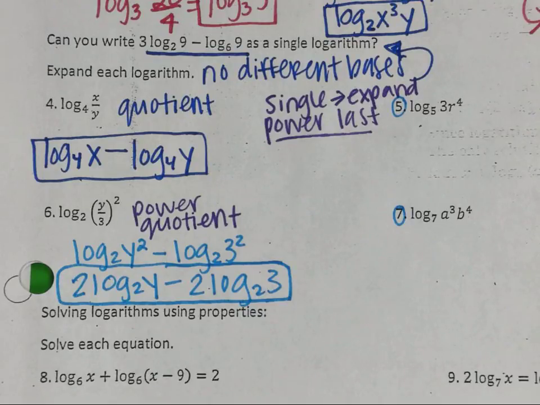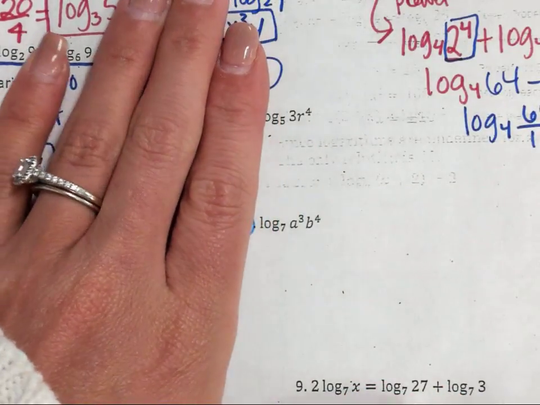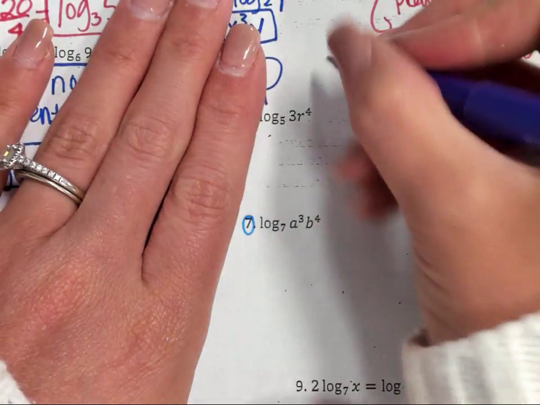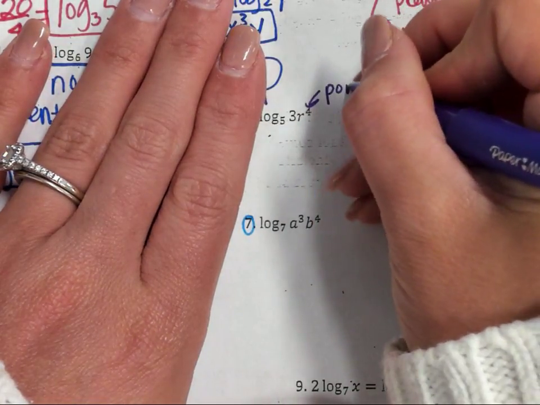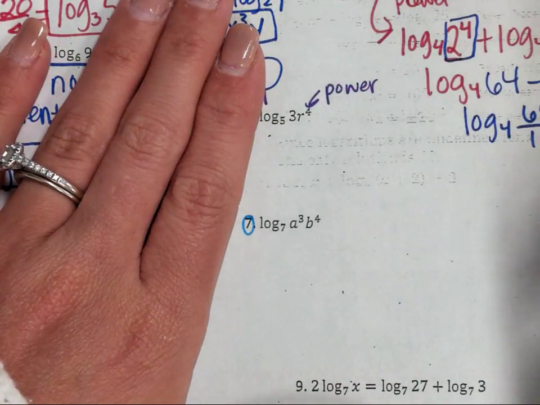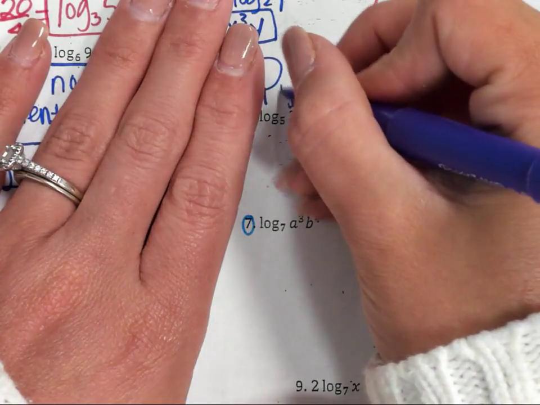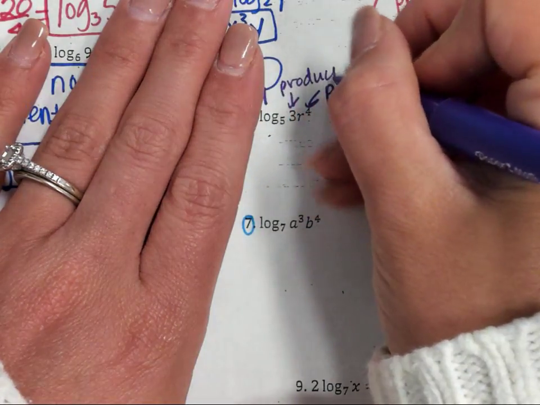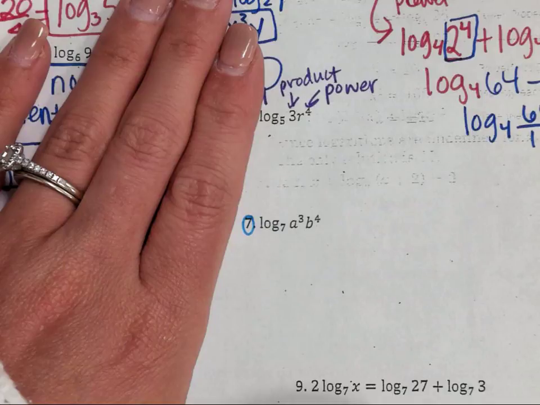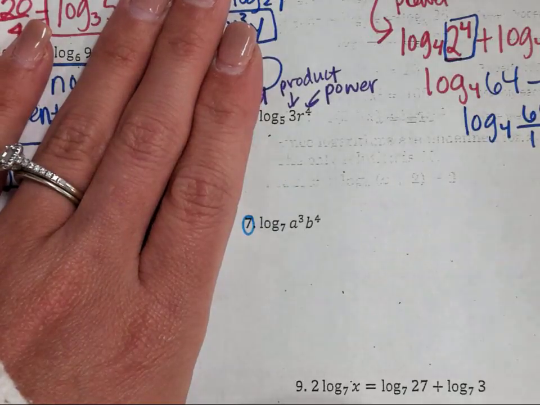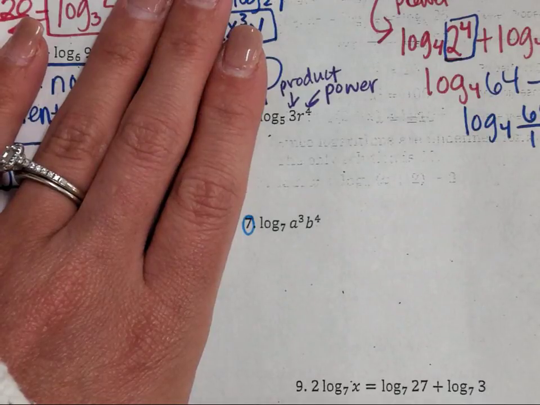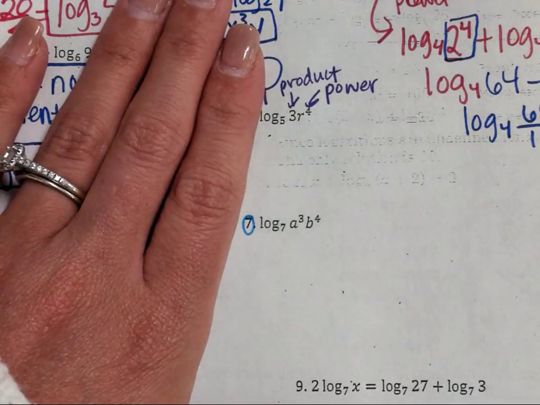Alright, let's start going over these. Ashton, tell me one property that you used on number 5. Power. Good, because of the 4. Dalton, tell me another property we had to use on this one. Good, because they're being multiplied together. Which one do we have to use first? Product. Alright. Carolina, tell me the 2 things that are being multiplied together.